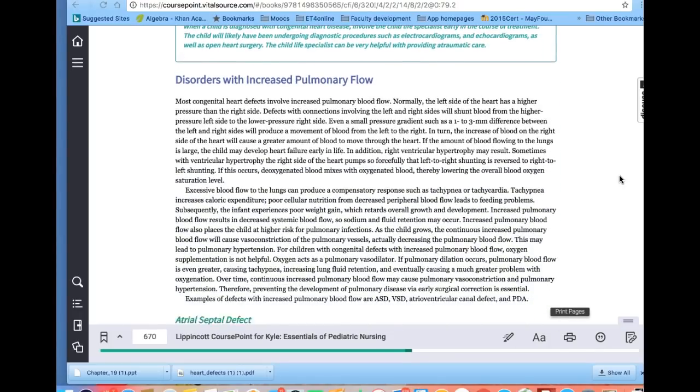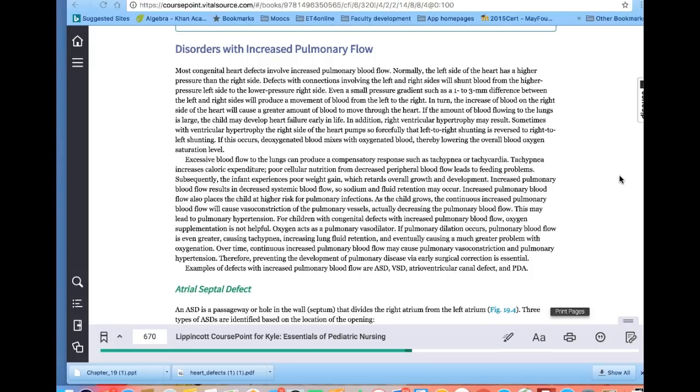All right, some disorders with increased pulmonary blood flow. Now, these are the more common ones, okay? This includes ASD, VSD, AV canal, and PDA. I think VSD is the most common by far, and then a PDA is probably the second most common. So with an ASD and with a VSD, these are going to be the acyanotic defects. So your oxygen saturations will be okay. They may be a little bit low.